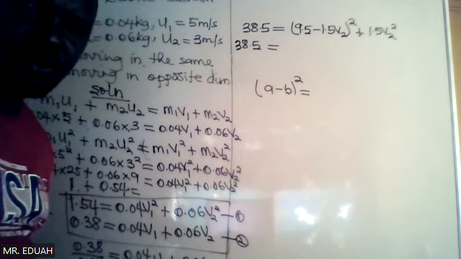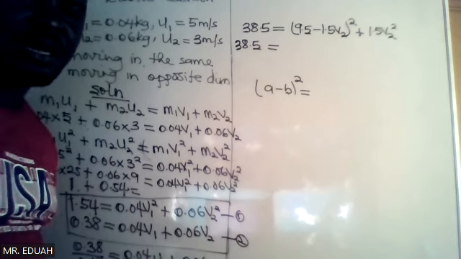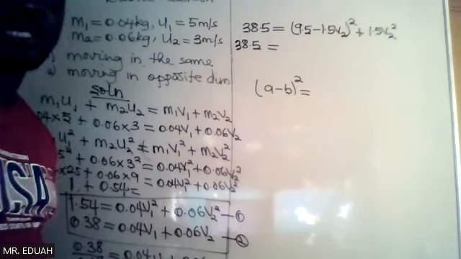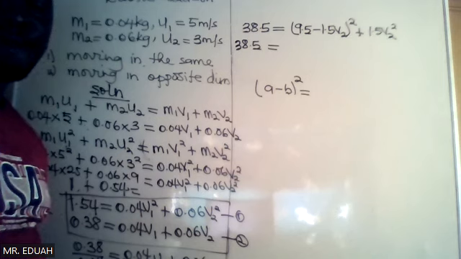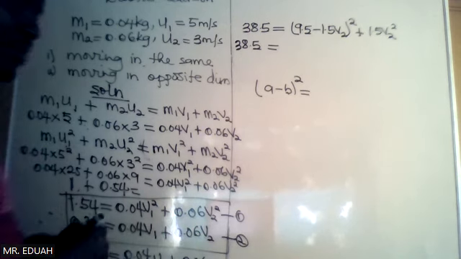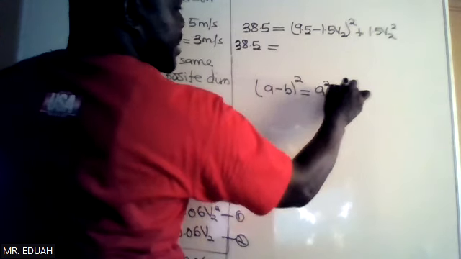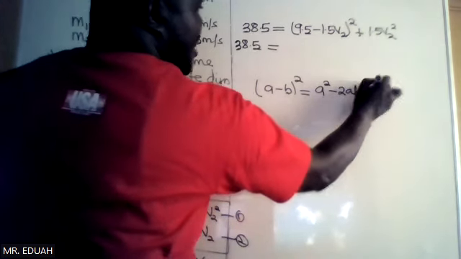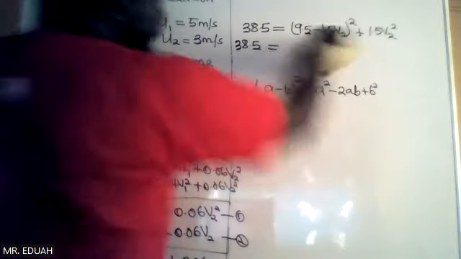Go ahead. Let's not waste time. Expand A minus B all squared. A minus B all squared is A squared minus 2AB plus B squared. Thank you. So this is what we apply in expanding this.